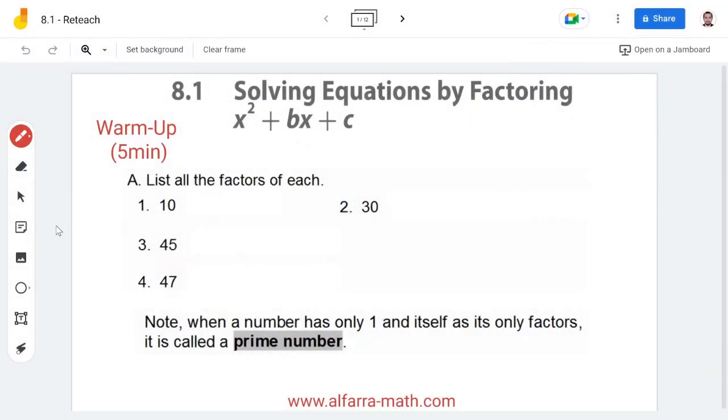Today we're going to start 8.1, solving equations by factoring: x squared plus bx plus c. As you can see here, this is the standard form of the quadratic function, but as you can see, we have no a here.